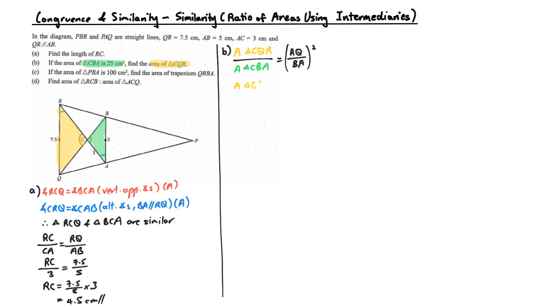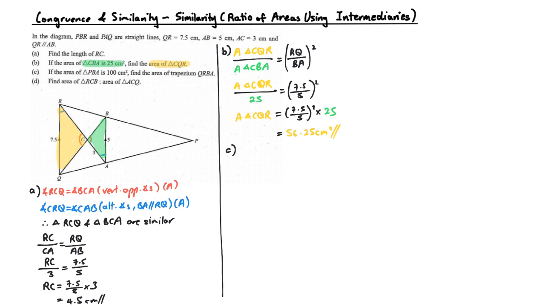So area of triangle CQR is what we want to find. The area of CBA is given to you as 25. This would be 7.5 over 5 squared. So area of triangle CQR will be 7.5 over 5 squared, cross multiply, times 25. And the answer would be 56.25 centimeters squared. So that's how you find B.